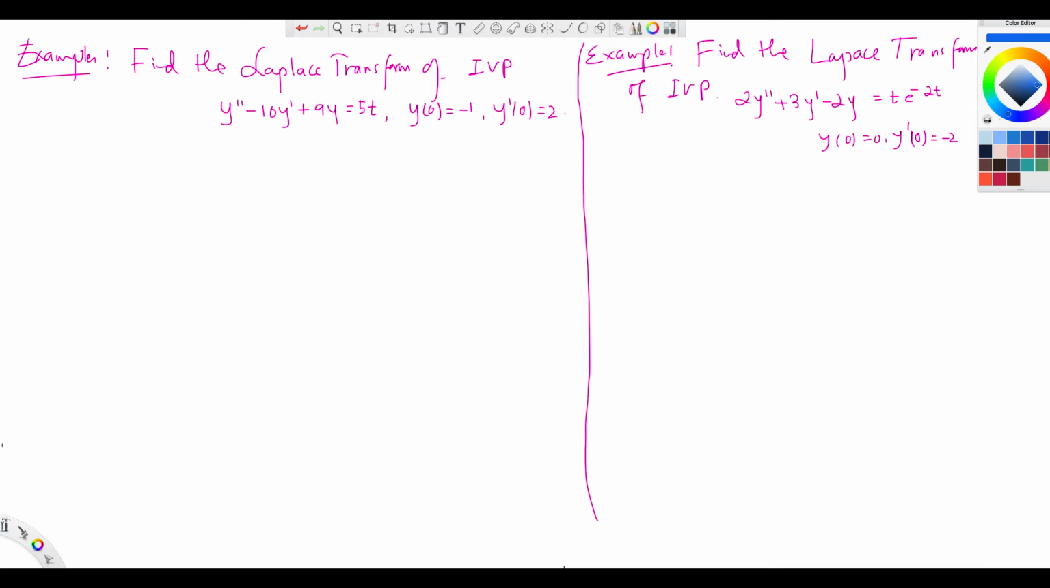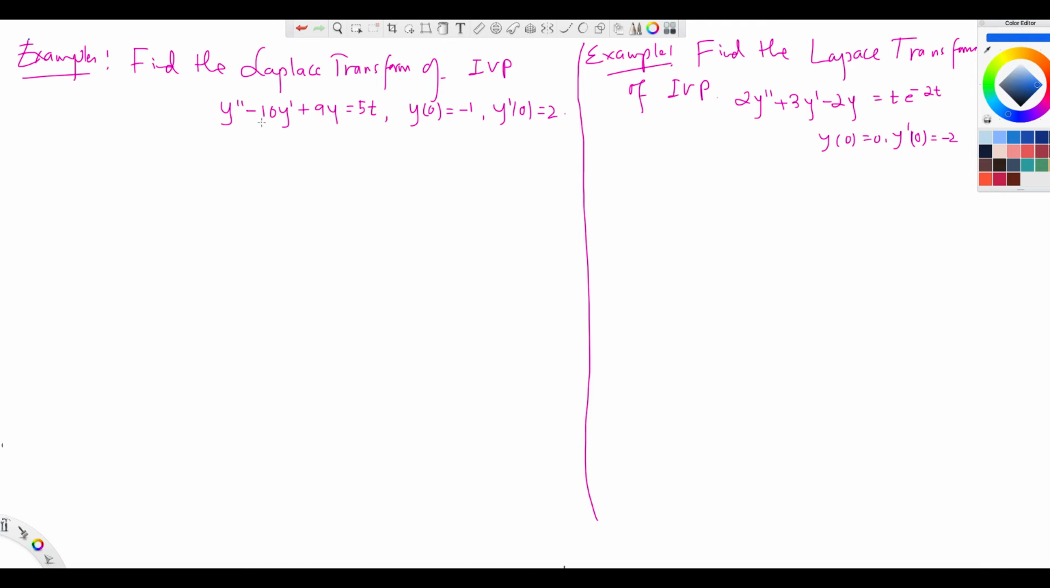Okay, let us see 2 more examples on this. The first example is: find the Laplace transform of the initial value problem y double prime minus 10y prime plus 9y equals 5t, where y at 0 is negative 1 and y prime at 0 is 2. Again, if you remember the goal of the Laplace transform, it changes the differential equation into a simple algebraic equation, which will be easier to solve. That's the reason why we have to learn the Laplace transform. Okay, so let us do this.